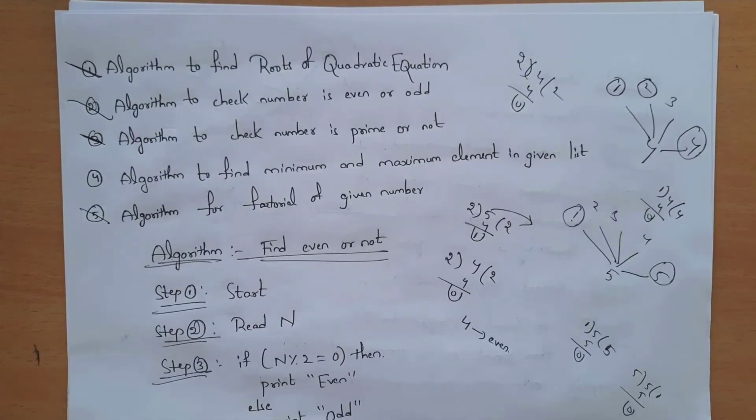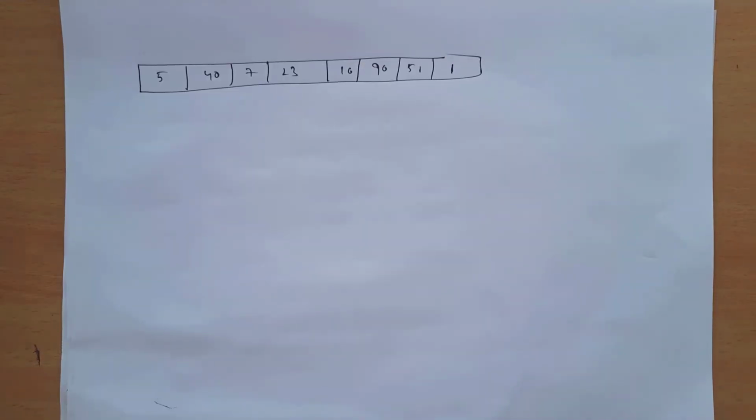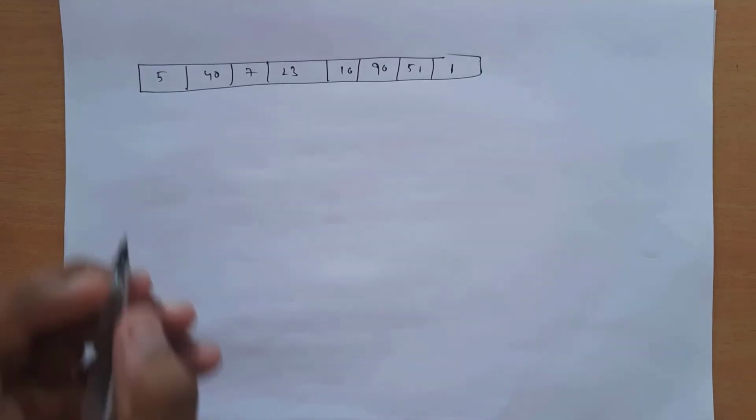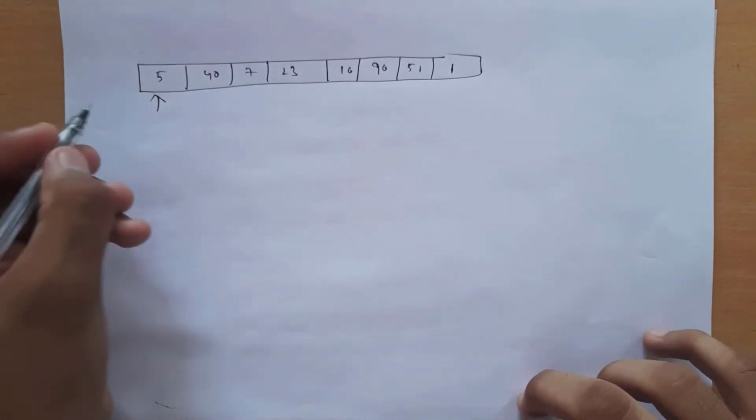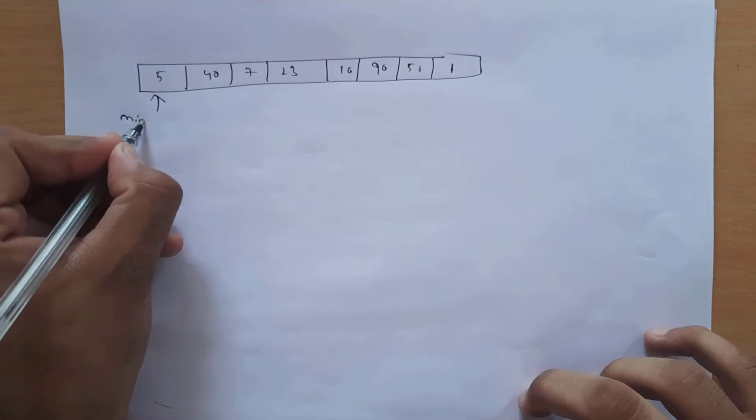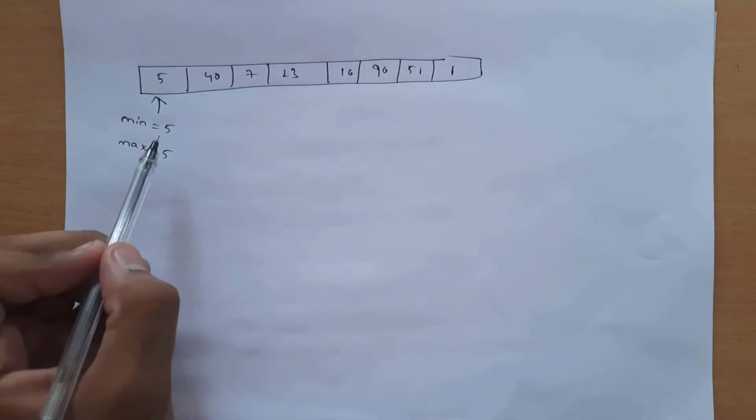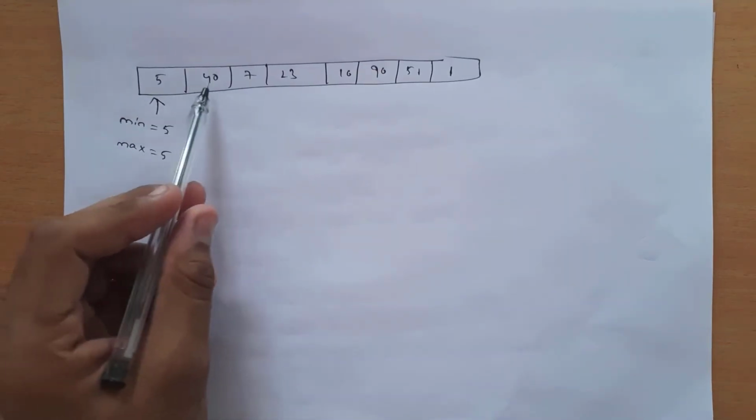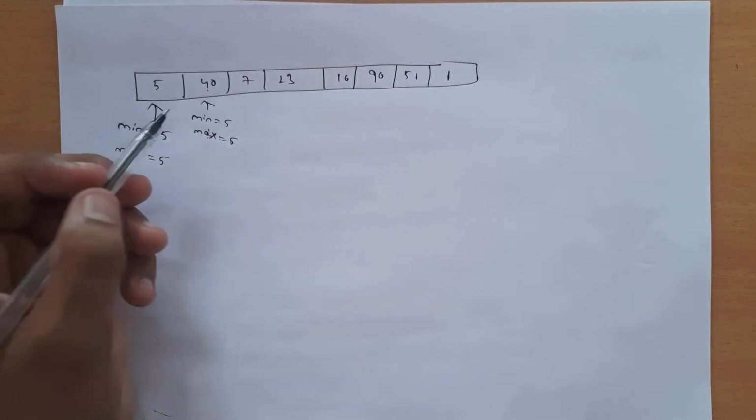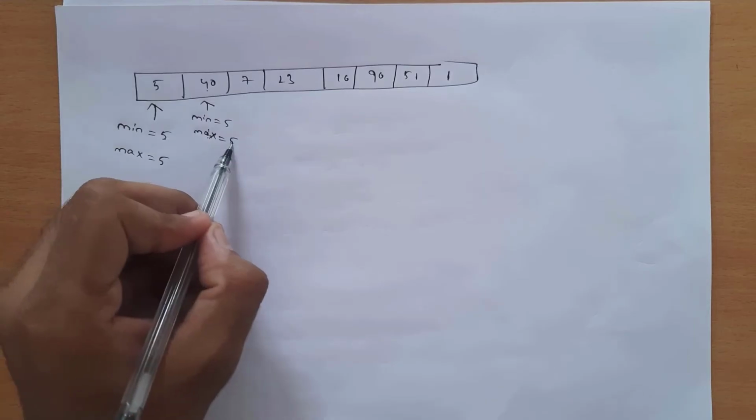Next I will explain the algorithm to find minimum and maximum elements in a given list. They gave some array of elements, and we need to find the minimum and maximum element in this array. Initially we take the first element as both minimum and maximum element. So now minimum element is 5 and maximum element is also 5. Now we keep on comparing this element with other elements.